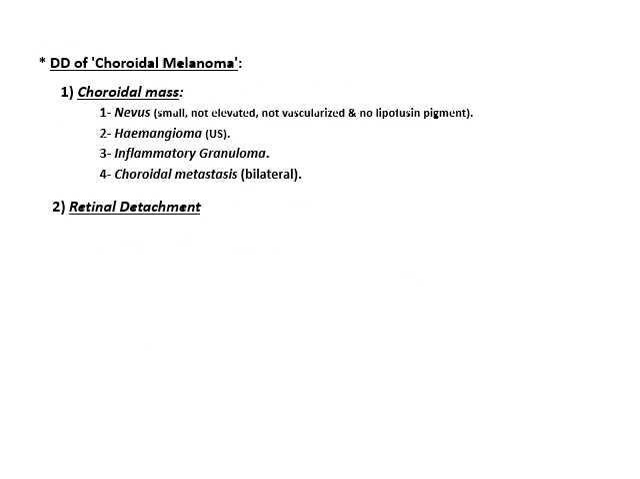Differential diagnosis of choroidal melanoma: number 1, choroidal nevus, a mole on the choroid. I find it small, not elevated, not vascularized, and with no lipofuscin pigment, to differentiate it from choroidal melanoma. Number 2, hemangioma can be differentiated by ultrasonography. Inflammatory granuloma or choroidal metastasis, and it is usually bilateral, but in choroidal melanoma it is usually unilateral. Number 2, retinal detachment.